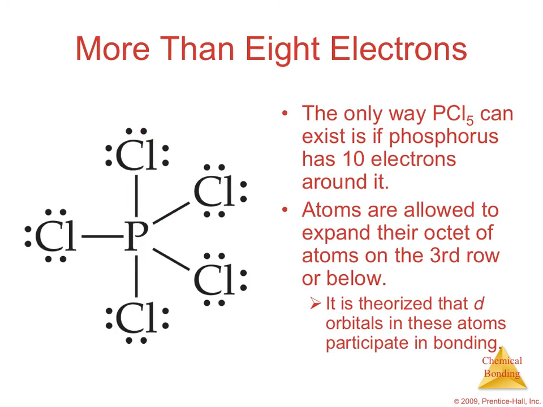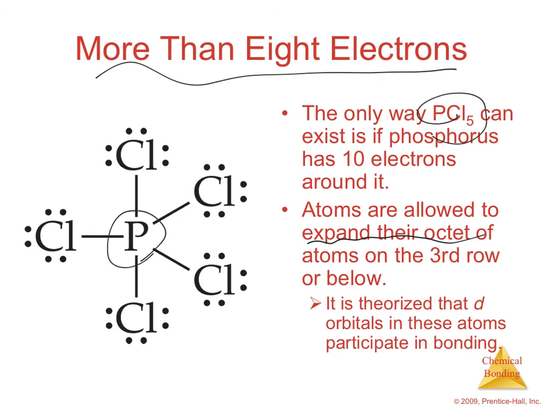All right, and the most common exception to the octet rule, the one you'll run into most, is atoms that can expand their octet. That's the phrase, expand their octet. That means they can hold more than 8 valence electrons. So if you look at the phosphorus in this compound, PCl5, you can see that it has 2, 4, 6, 8, 10 valence electrons. That is perfectly fine for phosphorus.